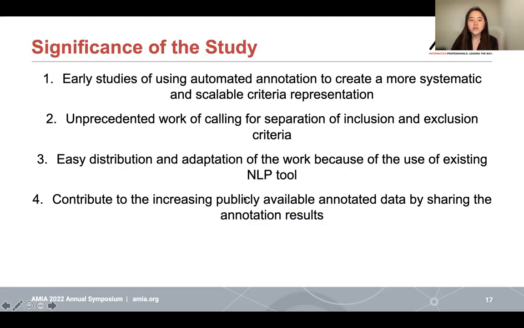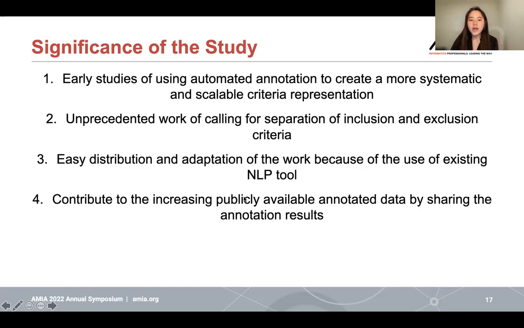This work is one of the earliest of its kind to use automated annotation to create a structural representation, and no work, to the best of my knowledge, has done an analysis separately on inclusion and exclusion criteria. With Google NLP being released in December 2020, Google NLP has not been used in clinical trial eligibility criteria analysis before this study, nor has it been evaluated extensively.